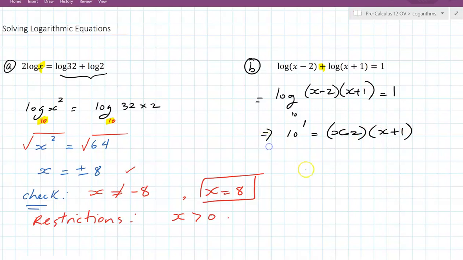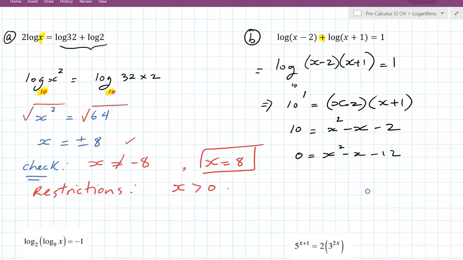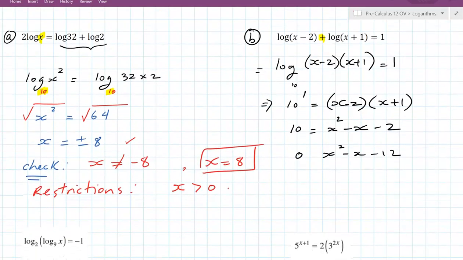So now that we have that, we need to expand that and then bring everything to one side and solve the equation. In this case, what we'll have is that 10 equals x squared minus x minus 2. Now bring everything to one side. x squared minus x minus 12. Set that equal to 0. And now notice that your logarithmic equation turned out to be a quadratic. Okay, log value is gone. We changed it to exponential, and that's what we end up getting.